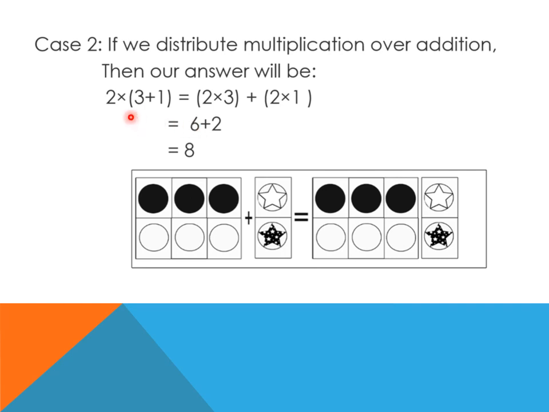We can also distribute multiplication over addition. In this case, we distribute 2 to 3 and 1. This gives us 2 times 3 plus 2 times 1. Then we get their products. 6 plus 2 is equal to 8. As in both cases, the answer we get is the same. Hence, multiplication is distributive.